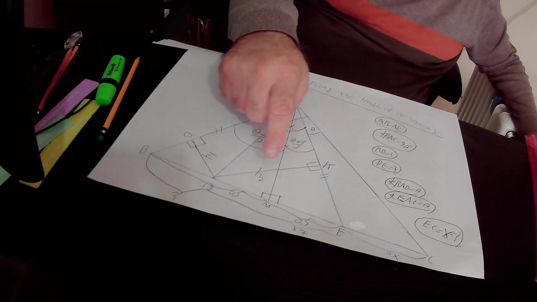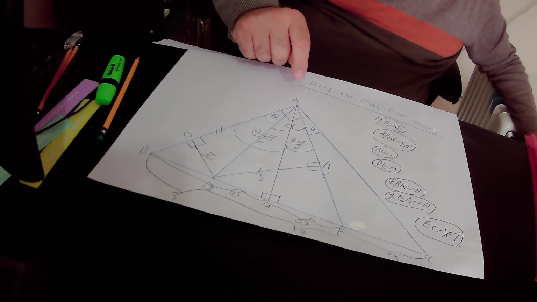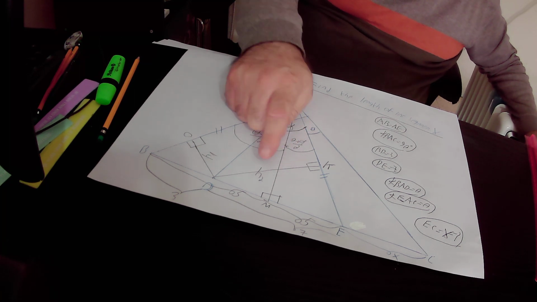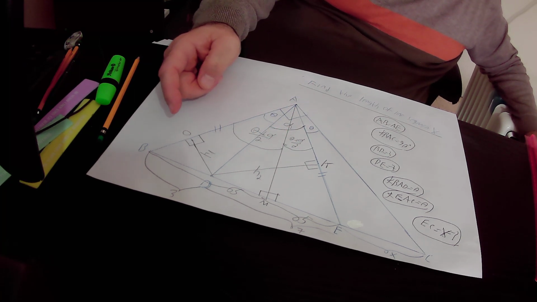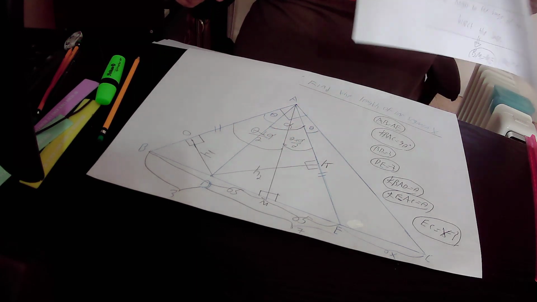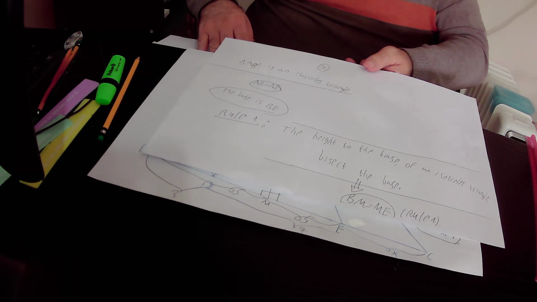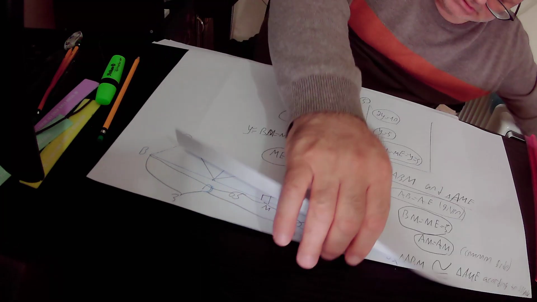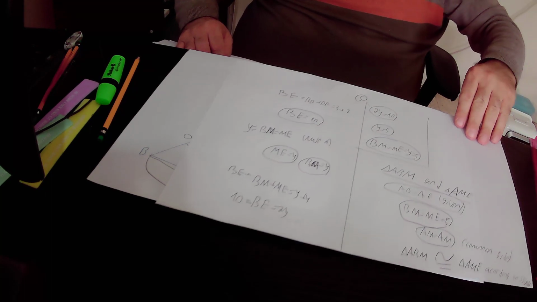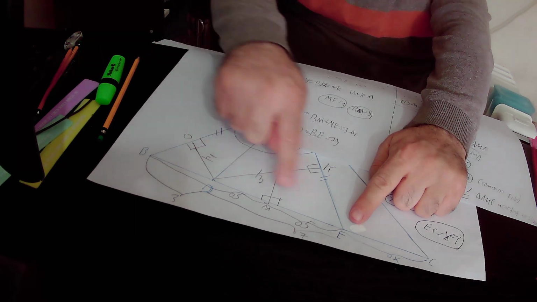Why is AM the height to the base BE? Because it is perpendicular to the base. So according to rule number 1, the height AM bisects the base BE. That is to say, it divides it into two equal parts, that is to say BM must be equal to ME according to rule number 1. And we have a question: what is the value of BE? BE equals BM plus ME.